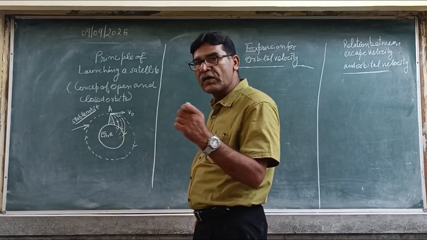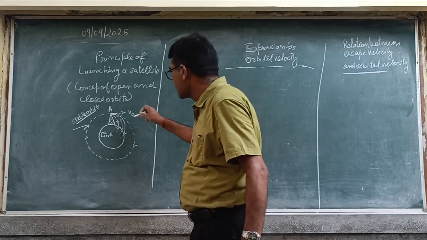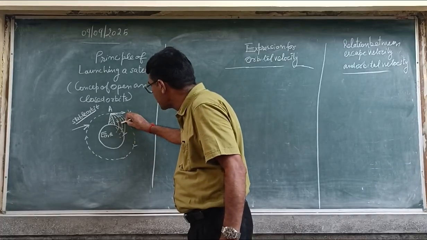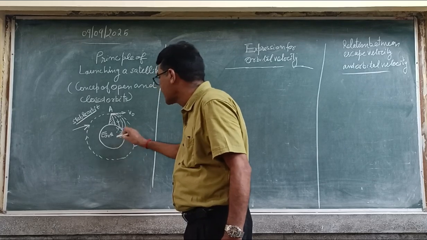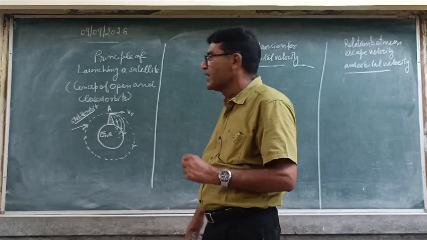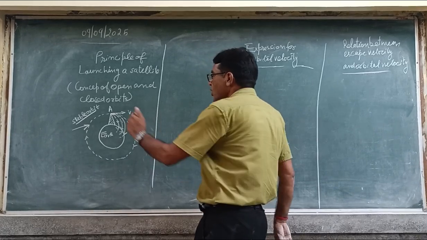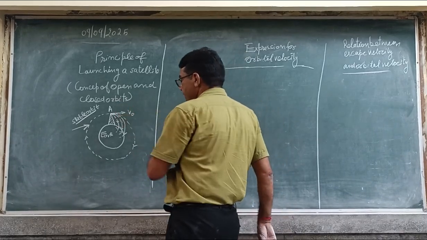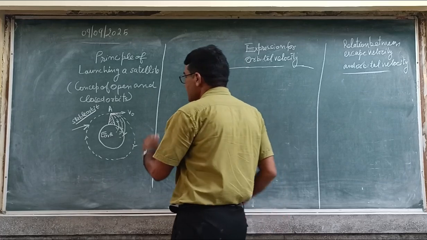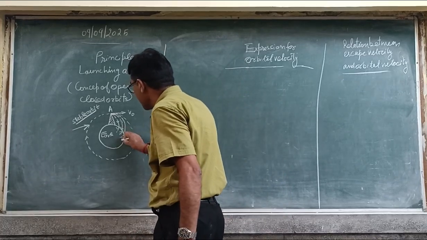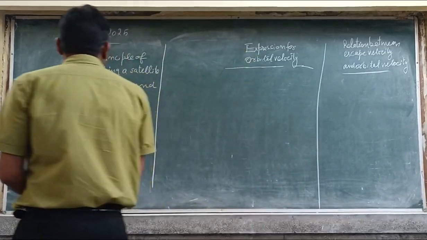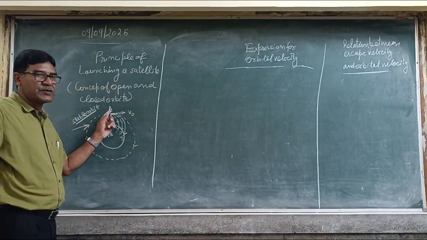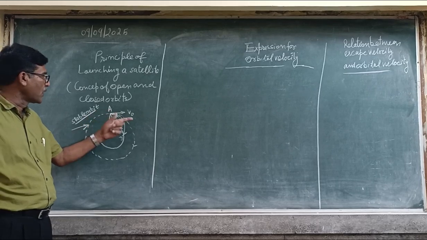If I increase the horizontal velocity, the trajectory will be followed like this way and the satellite will fall at point 2. It will strike the earth. Similarly, if I further increase the horizontal velocity from point A at a certain height, it will strike at point 3. Now, at a certain value of the velocity, when the object is projected, it is given a horizontal velocity.